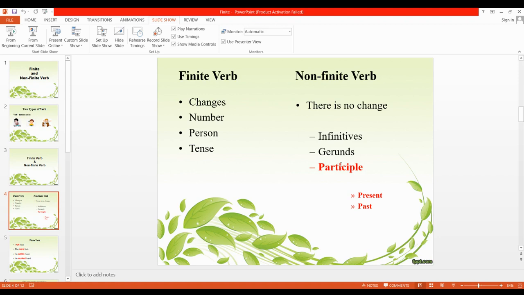Next one is participle. Two types of participle: present participle and past participle. Present participle means verb plus ing again: writing, singing, talking. Next is past participle. Past participle means we are using in tense, right? V3 form. Past participle is V3 form. Walk, walked, walked. Talk, talked, talked. That ed form is past participle form. So these verbs never change. So that is called as non-finite verb.